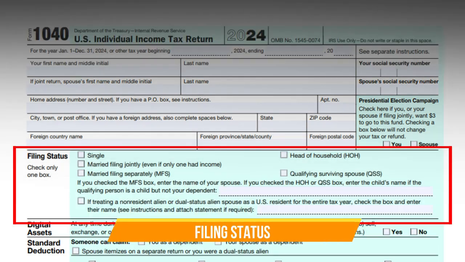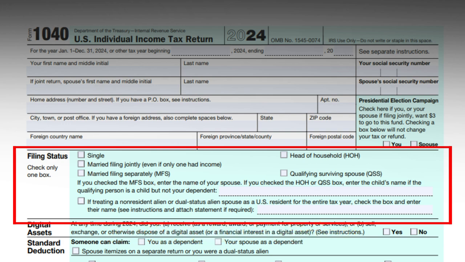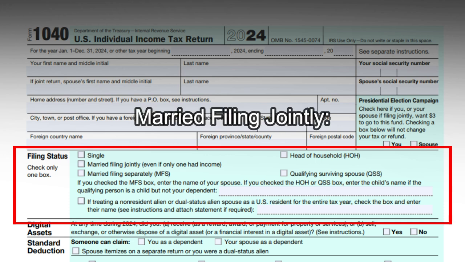Filing status. You need to select your filing status based on your situation. The options are single, for unmarried individuals or those legally separated from their spouse. Married filing jointly, if you're married and both of you agree to file together. This typically gives you the most favorable tax rates and potential deductions/credits.